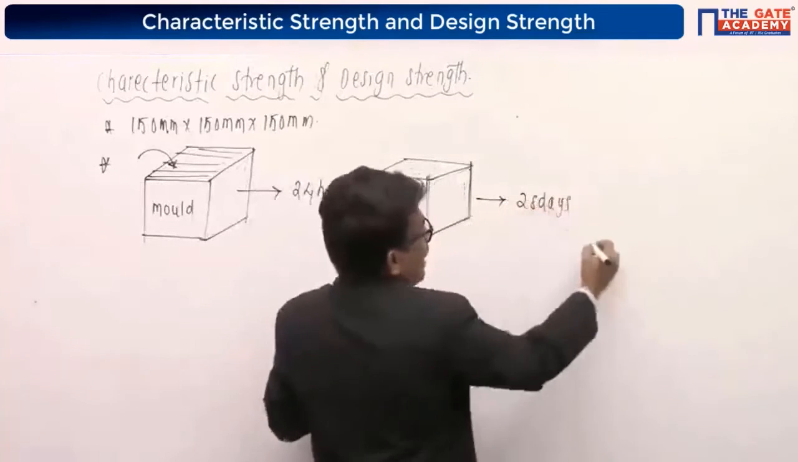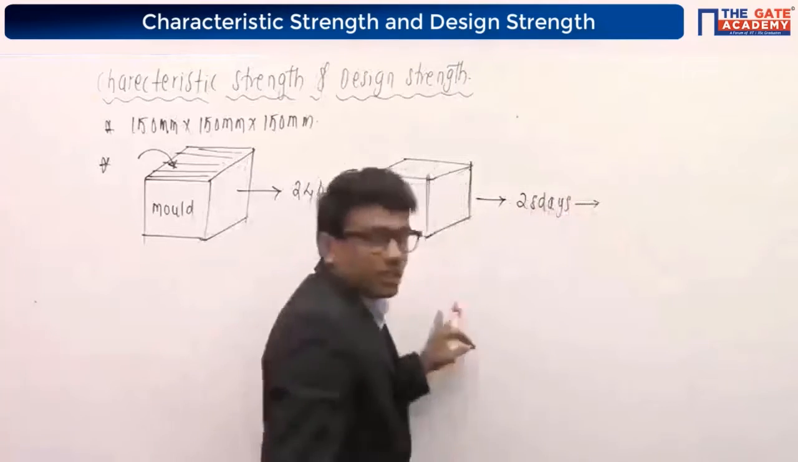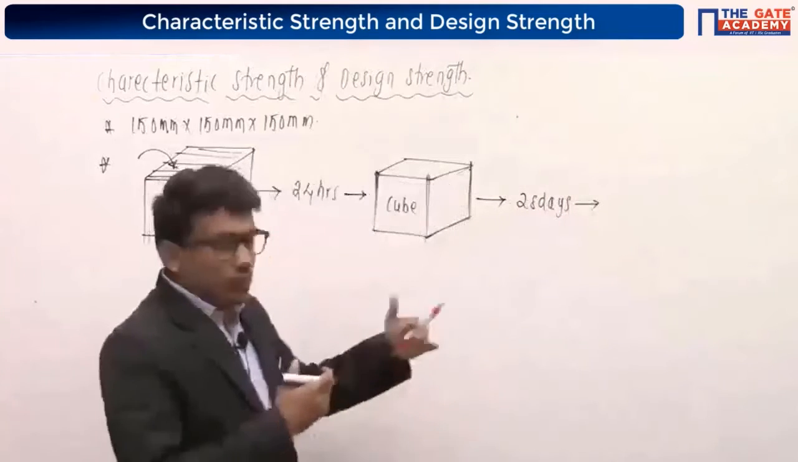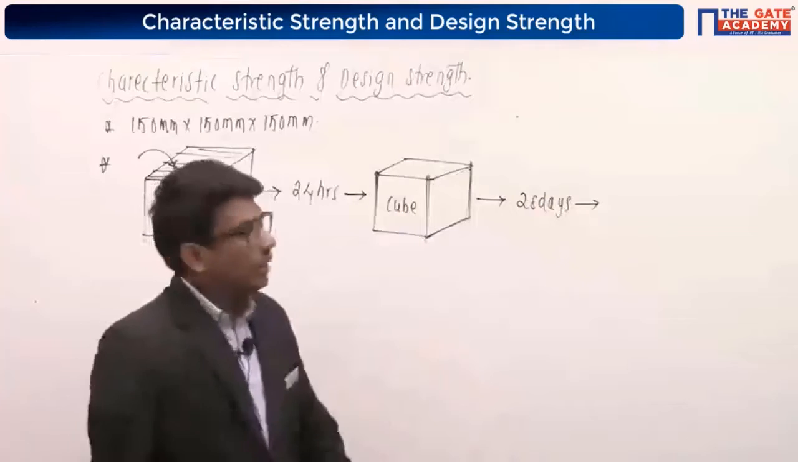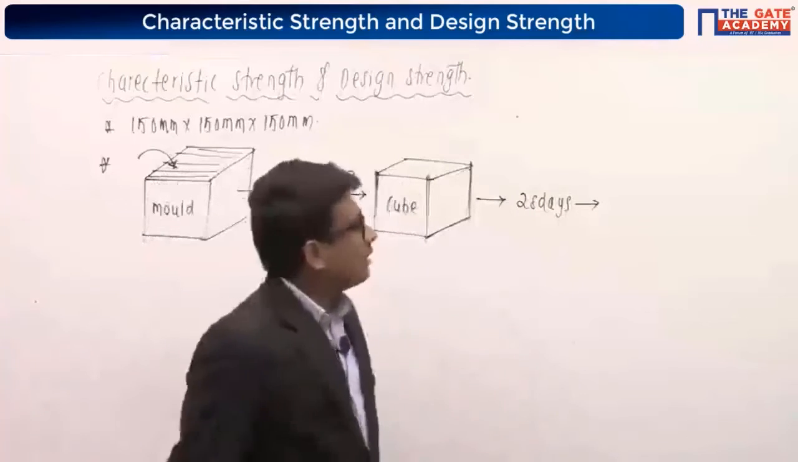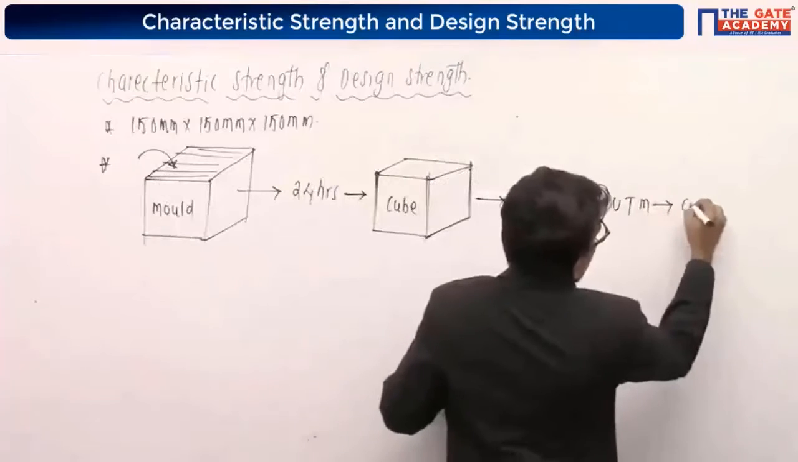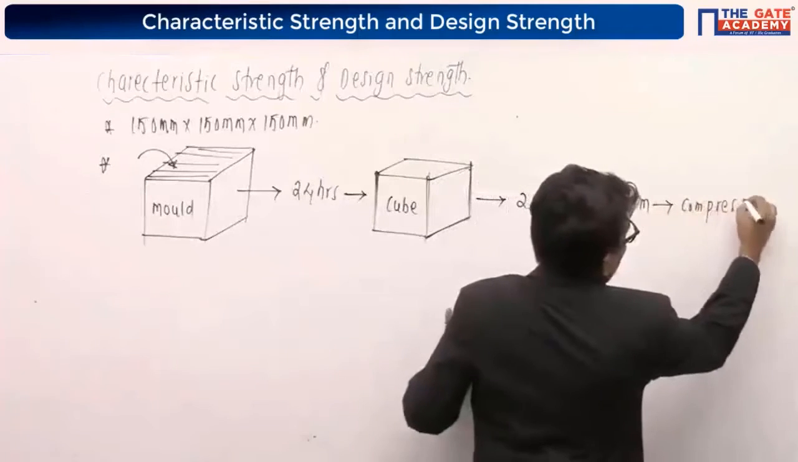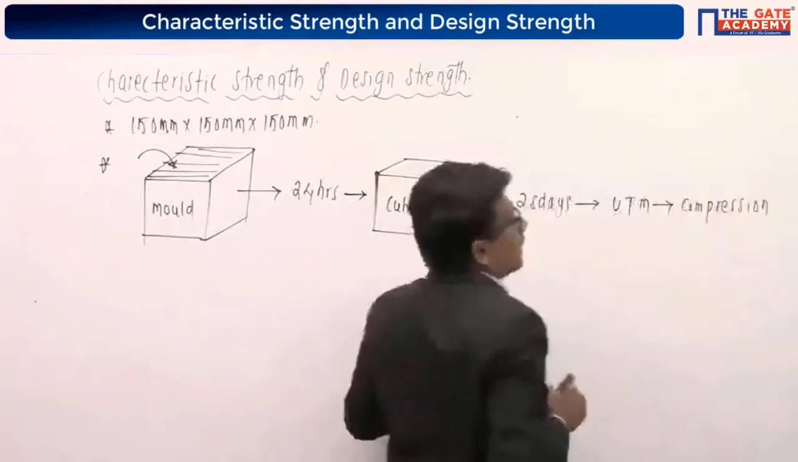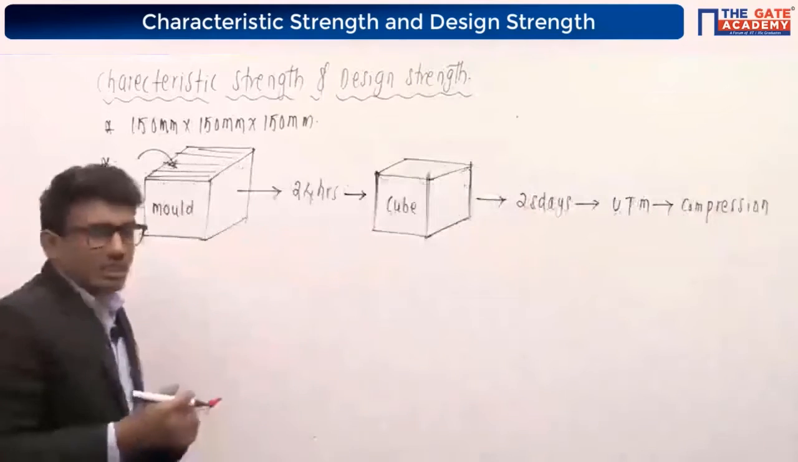After 28 days, I'll take it out of the water. After curing for around 28 days, I'll take it out, and after the surface is dried, I will test it in a universal testing machine for compression. So this is the overall idea about the cube compression strength test.